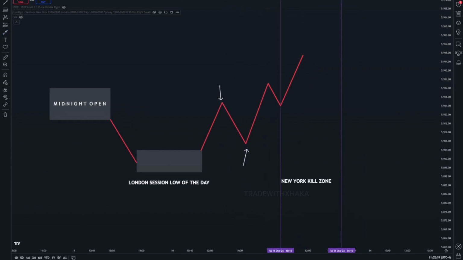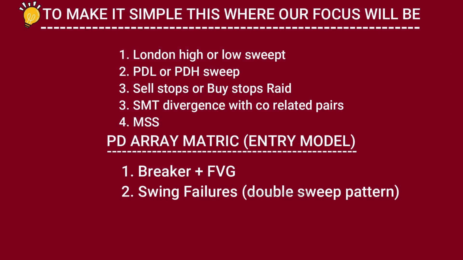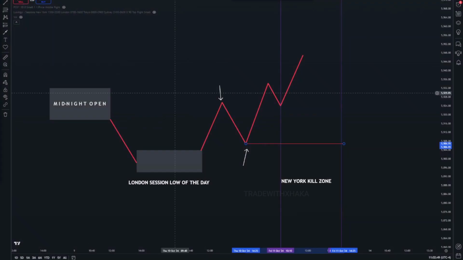We need to mark it out because it's our interest zone. Remember, we mentioned it earlier. So let me show you. To make it simple, this is where our focus will be. London high or low swept, previous daily low or previous daily high swept, sell stop or buy stop raid, SMT divergence with correlated pairs or market structure shift. But our interest now is to define the trend because we are looking for continuation when the New York session opens.